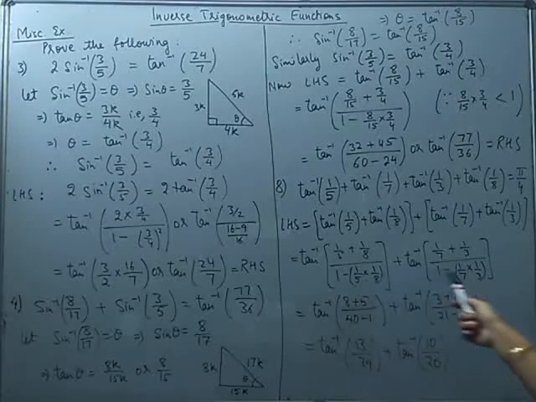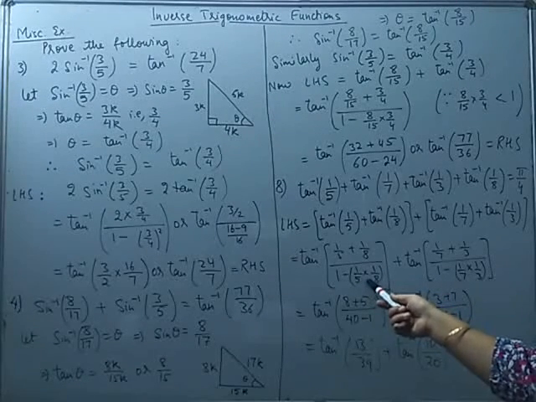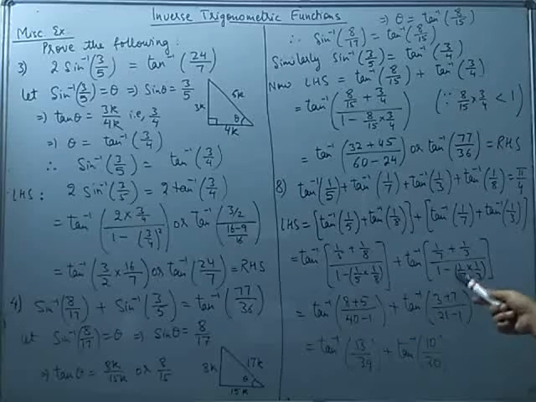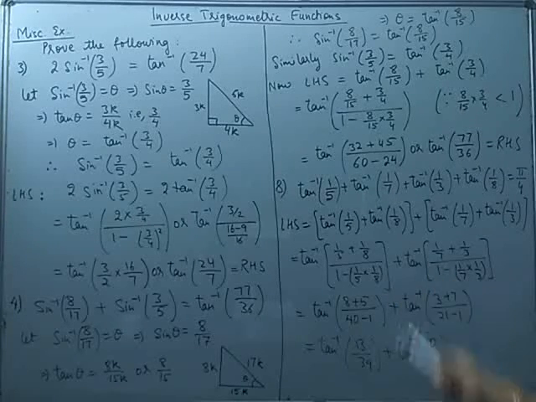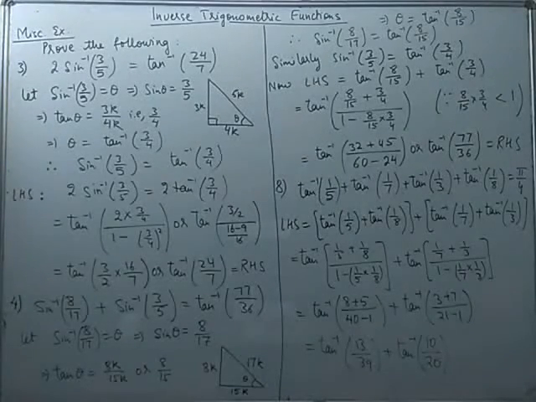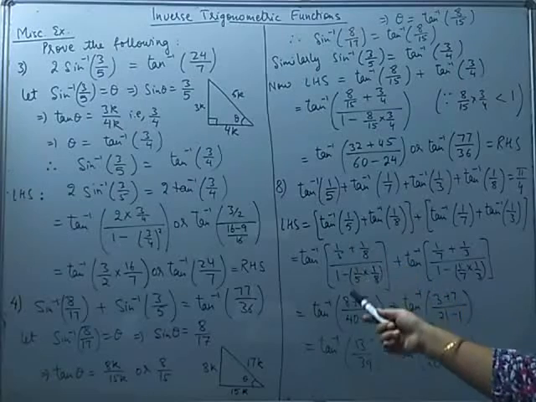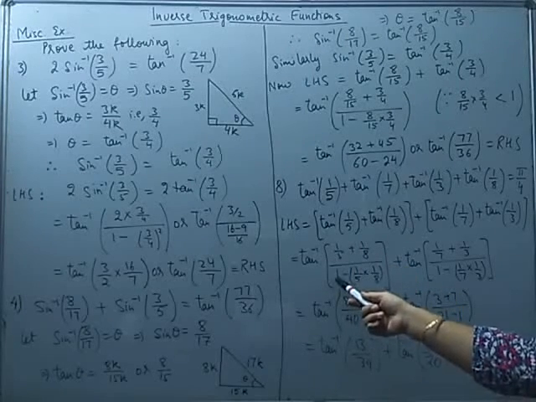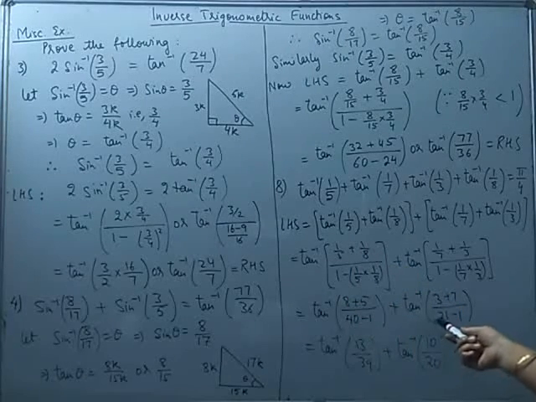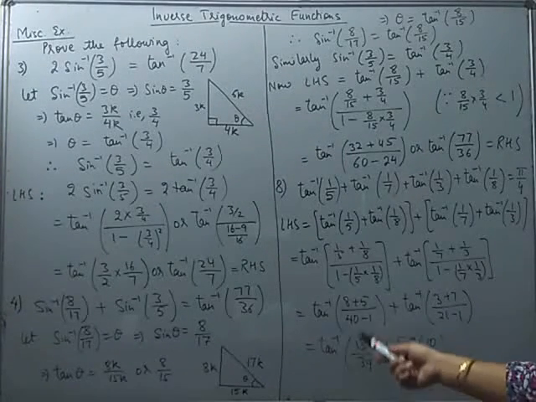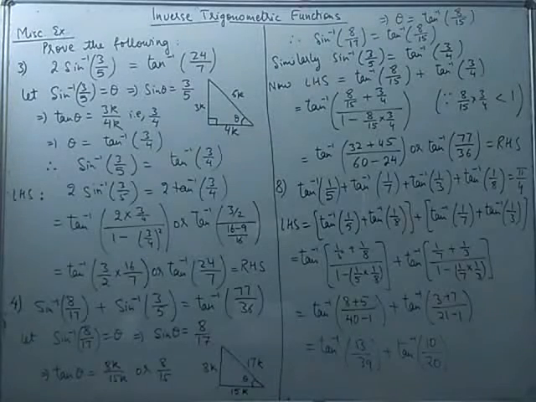And see, in both these cases, this product is 1 over 40, which is less than 1, and this is 1 over 21, which is again less than 1. So the formula can be applied. On simplifying, this is 8 plus 5 divided by 40 minus 1, and the second part, 3 plus 7 over 21 minus 1. So this reduces to tan inverse 13 over 39 plus tan inverse 10 over 20.